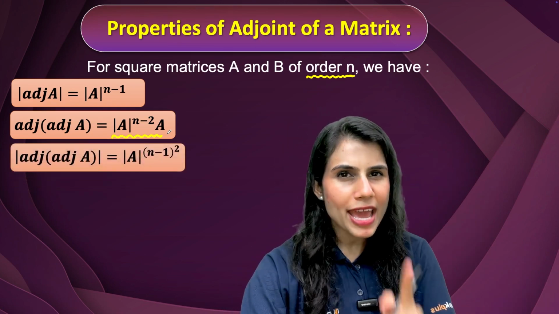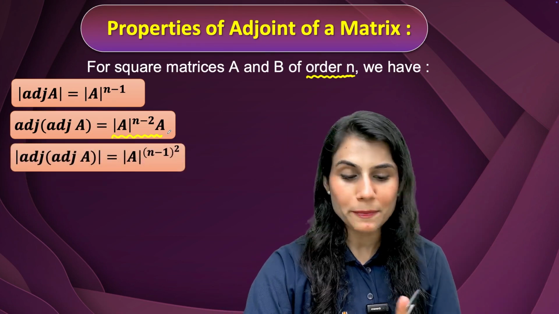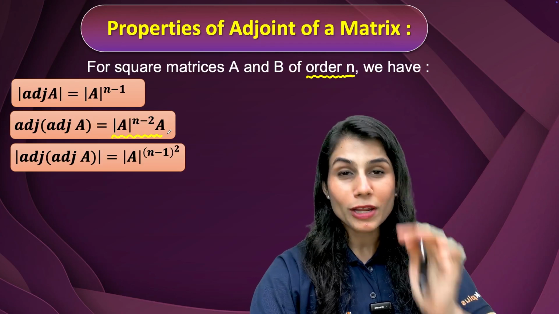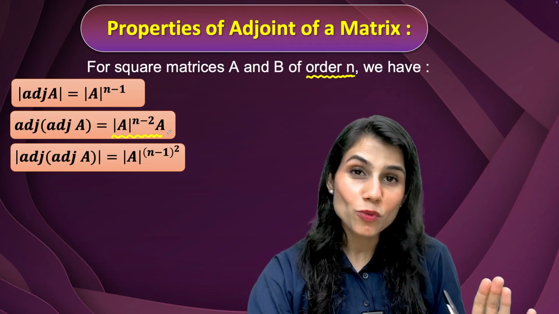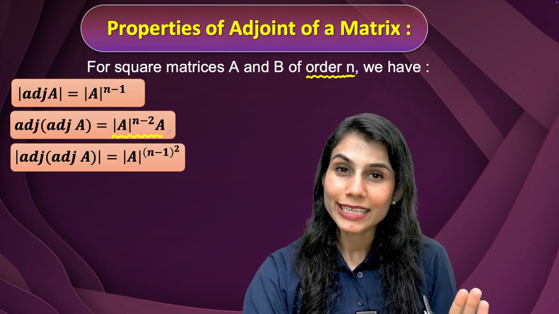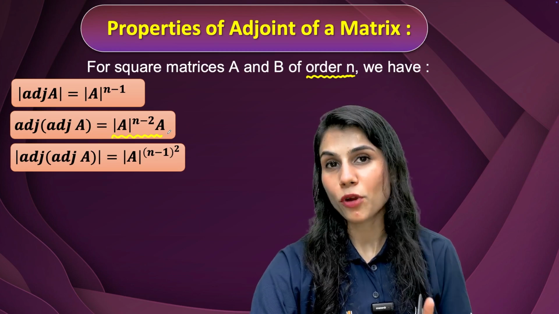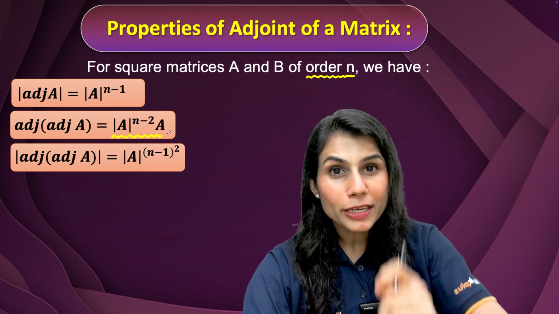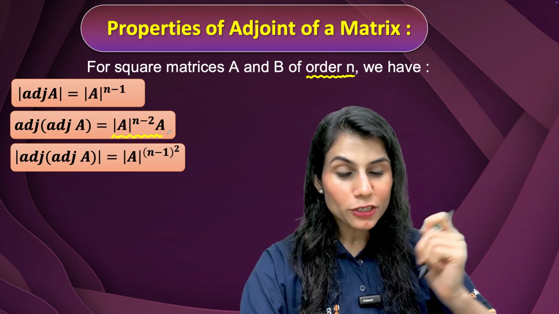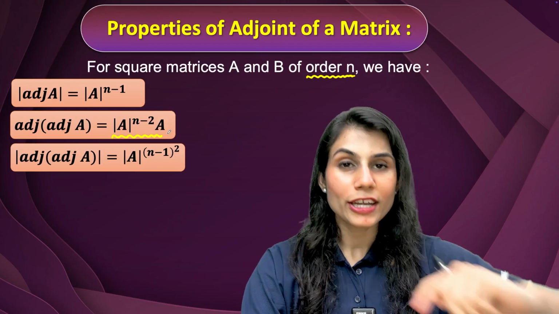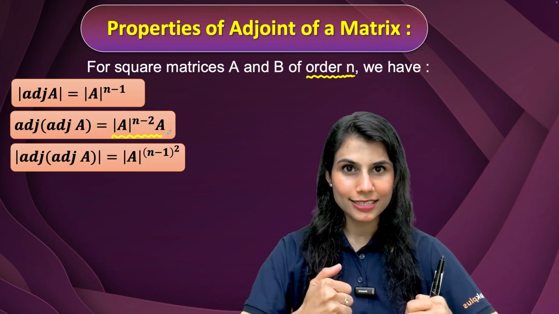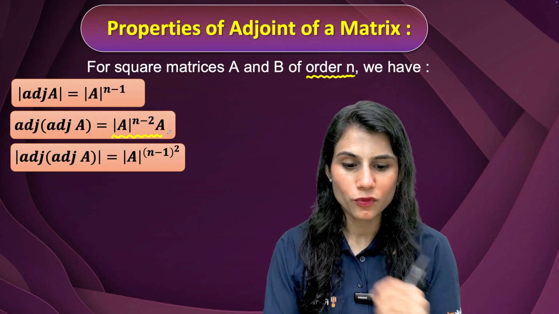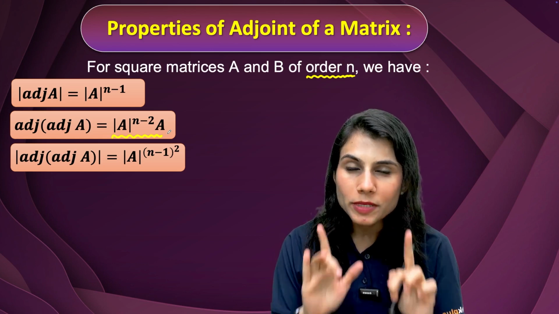Moving ahead, very important property, people. This is so important. You can make as many stars as you want at this property. This is a very repeated property in the JEE Main exam. Determinant of adjoint of adjoint of A is determinant of A to the power n minus 1 whole square. This calls for an observation. We have to pause here and observe what's going on.